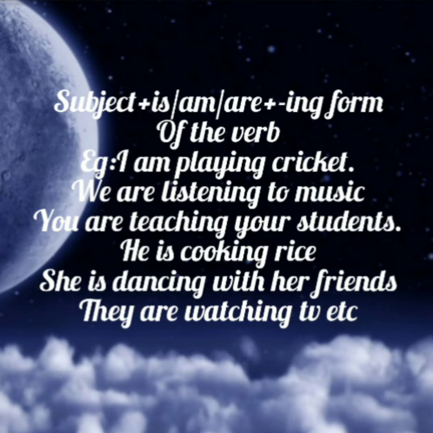So when you want to write continuous actions in present continuous tense, you can use this formula: subject plus is, am or are plus the ing form of the verb. Example: I am playing cricket, we are listening to music, you are teaching your students.